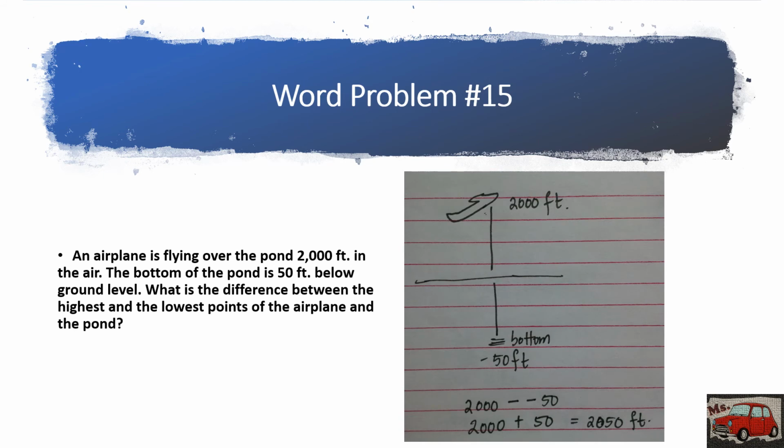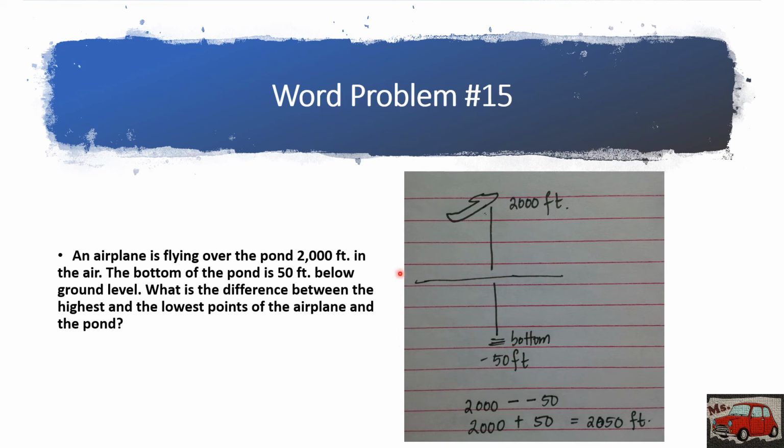An airplane is flying over the pond 2,000 feet in the air. The bottom of the pond is 50 feet below ground level. What is the difference between the highest and the lowest points of the airplane and the pond? Okay, so we're talking about the difference of the highest and lowest points of the airplane and the pond, or simply the distance of the airplane and the bottom of the pond, okay?